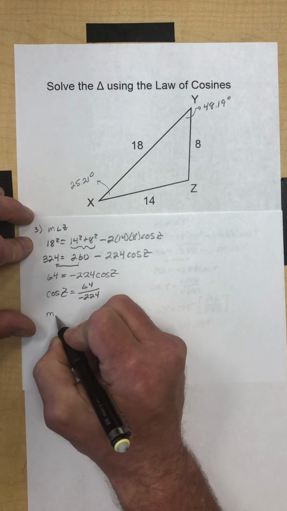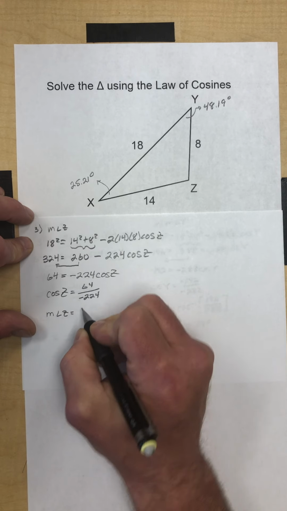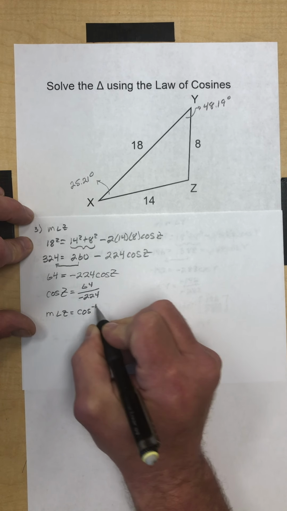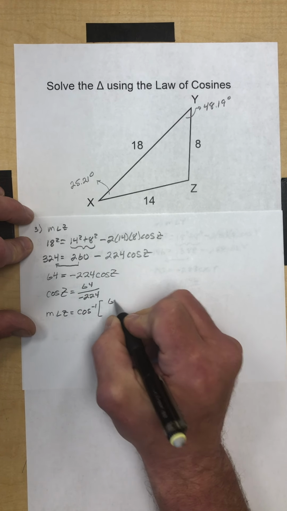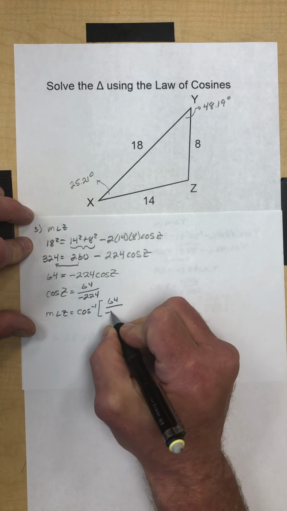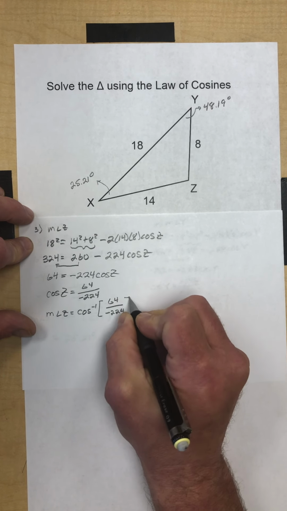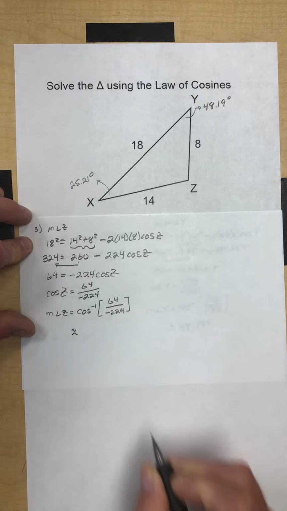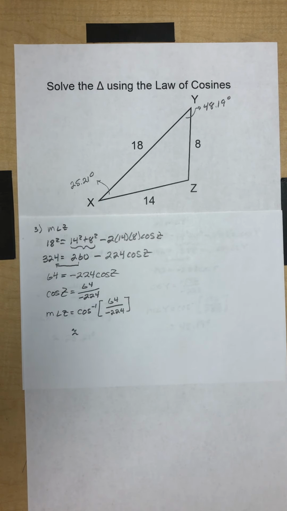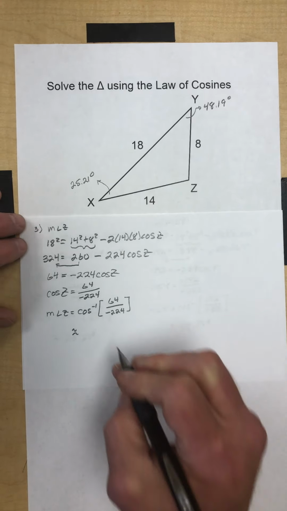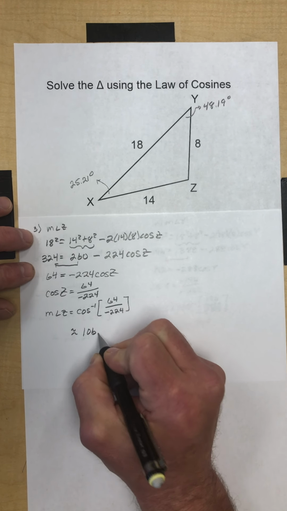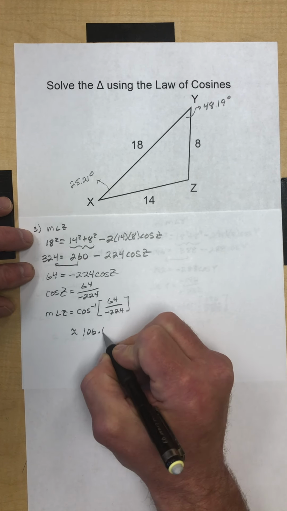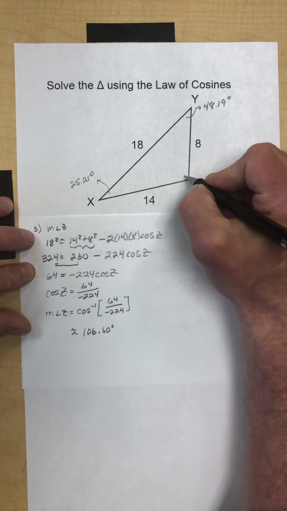So if this is the case, the measure of angle Z is cosine inverse of 64 divided by negative 224. And then we punch that into our calculator. Second cosine inverse, 64 divided by negative 224. And we get 106.60 degrees.